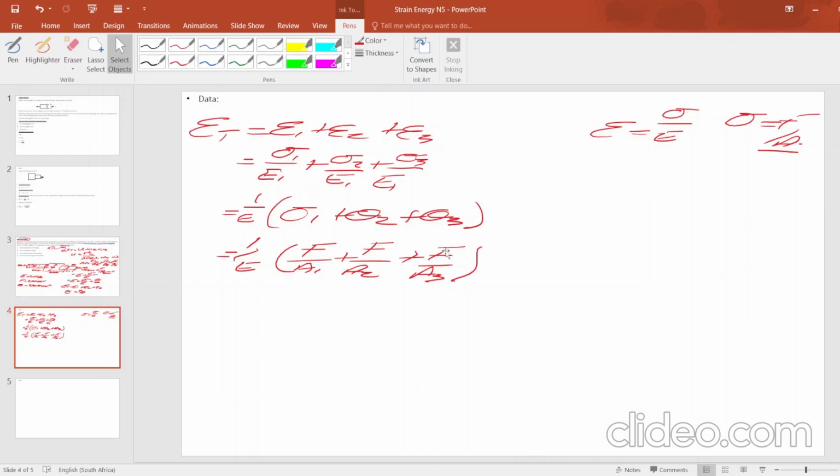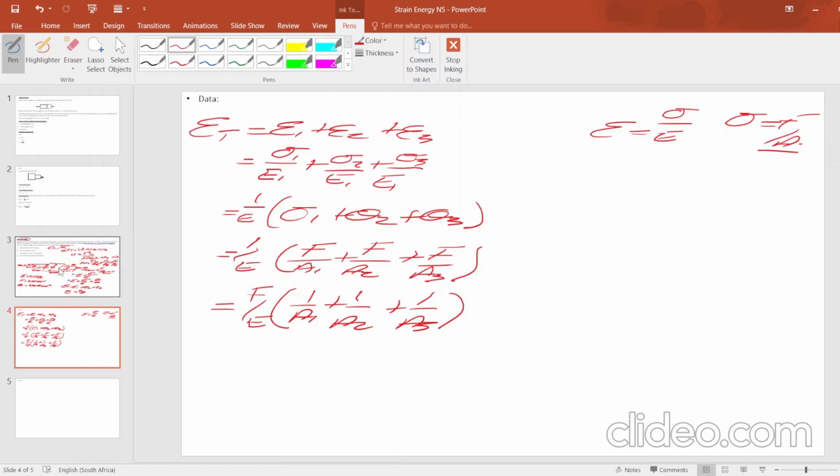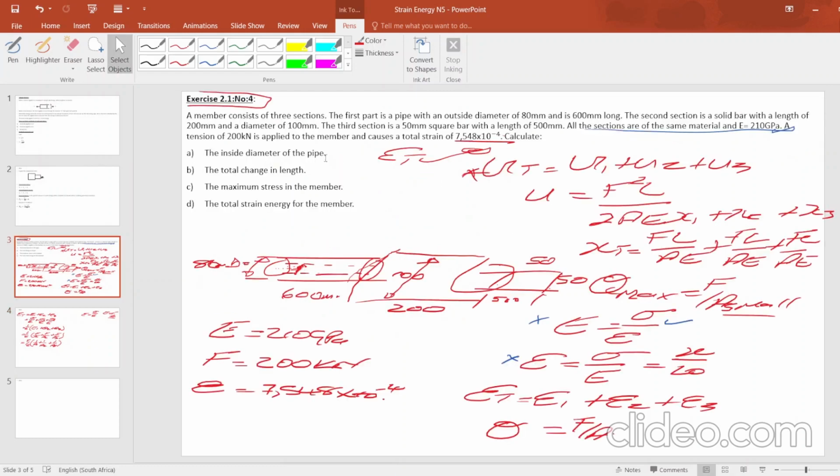Can we then take out the common factor here? We can take out the common factor, which is the F there. Then I have force over E, open bracket, 1 over area 1, plus 1 over area 2, plus 1 over area 3. The fact that we've taken out the common factor, now let us calculate the area of the second section, because it's a solid one.